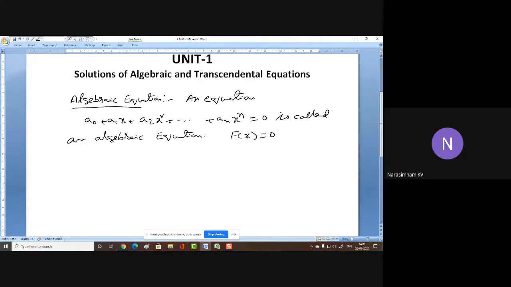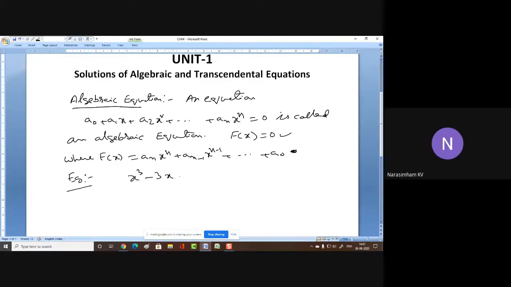What is f(x)? f(x) is the left hand side term. f(x) equals an x power n plus a n minus 1 x power n minus 1 plus and so on a naught. Now this is called an algebraic equation.